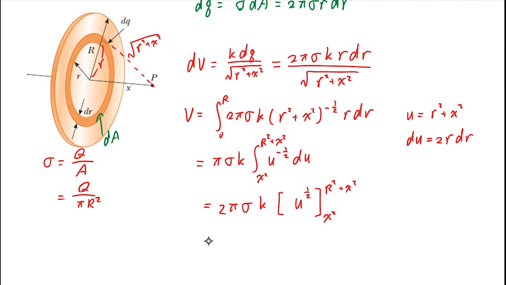Substitute. So now we have finally 2 pi sigma k, and then square root of r squared plus x squared minus square root of x squared, so x is the final expression of the potential of the circular disk. Good. Now if you want to, you can substitute sigma value here. But let's just leave it because most books have it in terms of sigma anyway.